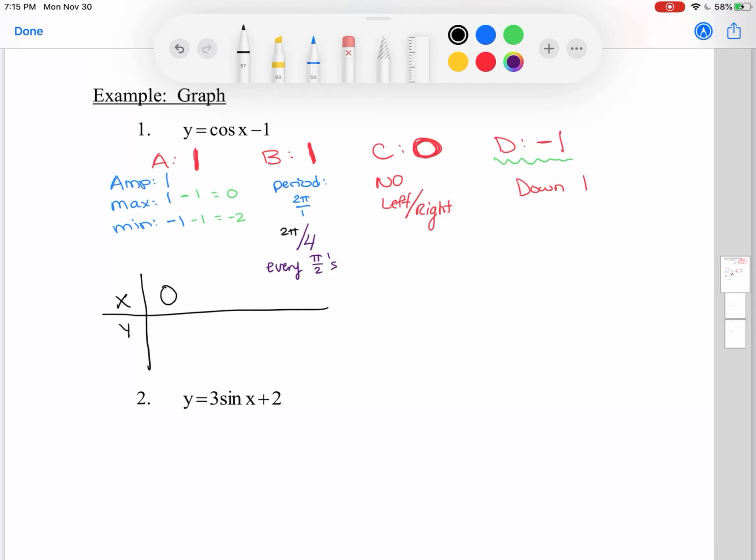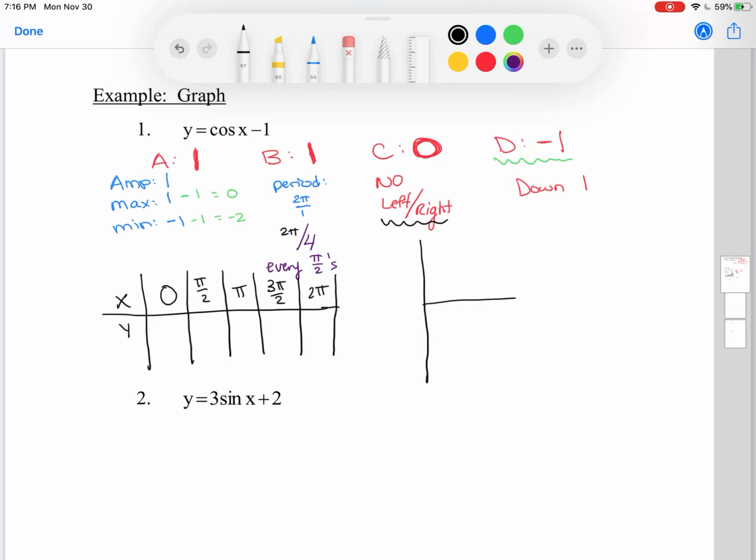We're going to start at 0 because my C value was 0. The next point, I want to go every pi halves, so the next one would be pi halves. The next pi half from there would be pi. Next pi half would be 3 pi over 2, followed by 4 pi over 2, which is just 2 pi. And there we go. We have our full period.